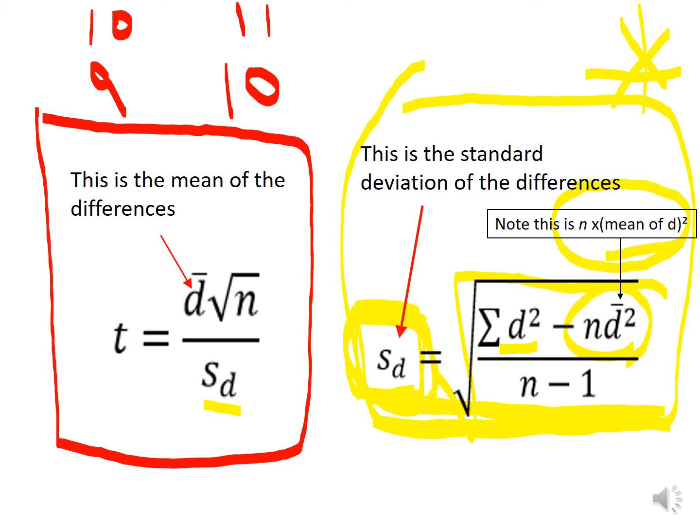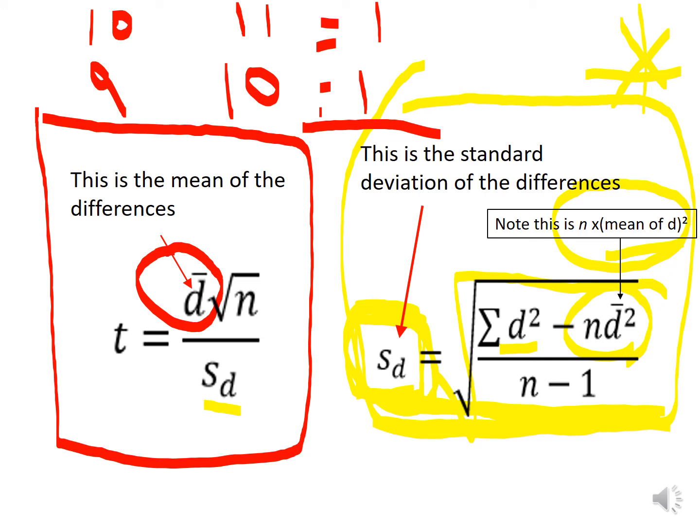So the difference between 10 and 11 is 1. The difference between 9 and 10 is 1. I mean, that's nice and easy for myself. And so this is the mean of the differences. So you would add these two up and divide by how many there are.